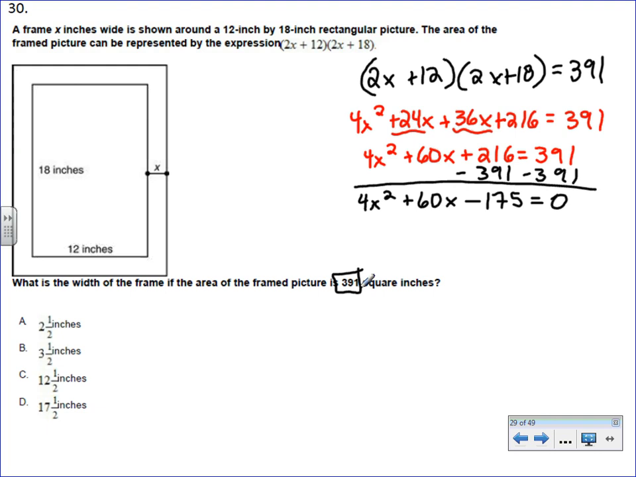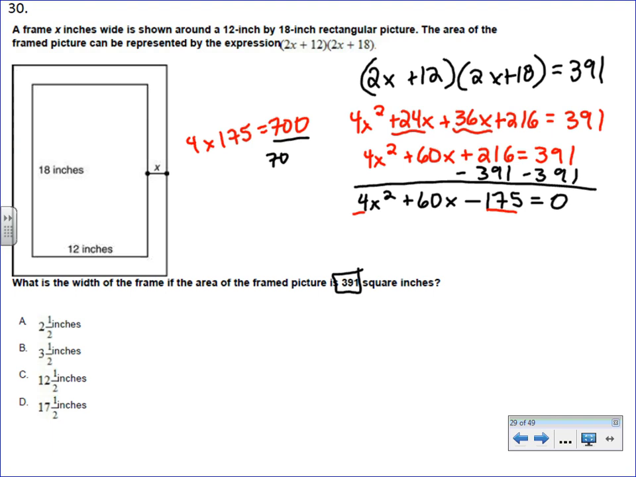Okay, from here, I need to factor. I see a GCF of 4, but 4 doesn't go into 175. 2 goes into 4, but doesn't go into 175. So there is no GCF. So now I'm going to have to factor by grouping. Okay, so I need to take the first times the last. So 4 times 175, and that gives you 700. Okay, so I need factors of 700 that are going to add up to positive 60.